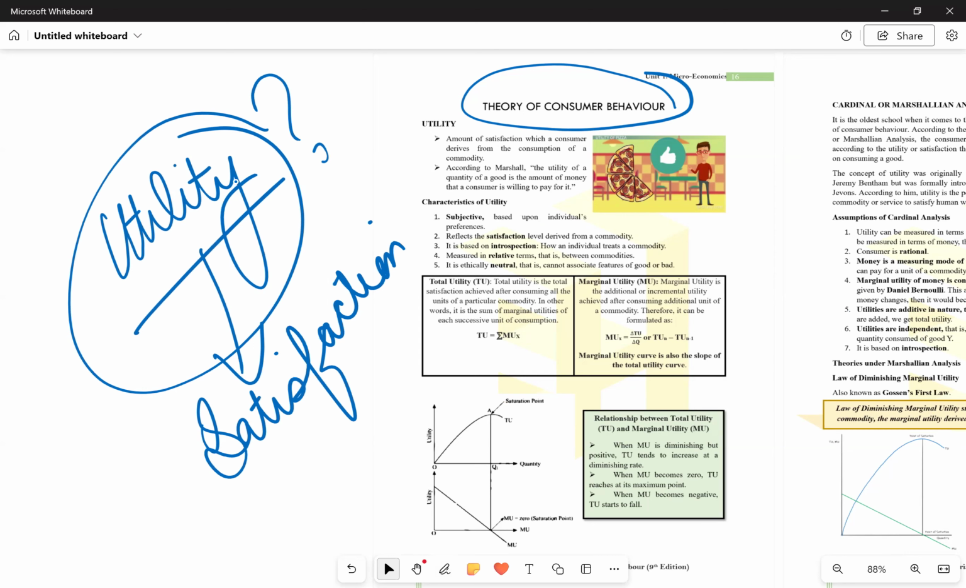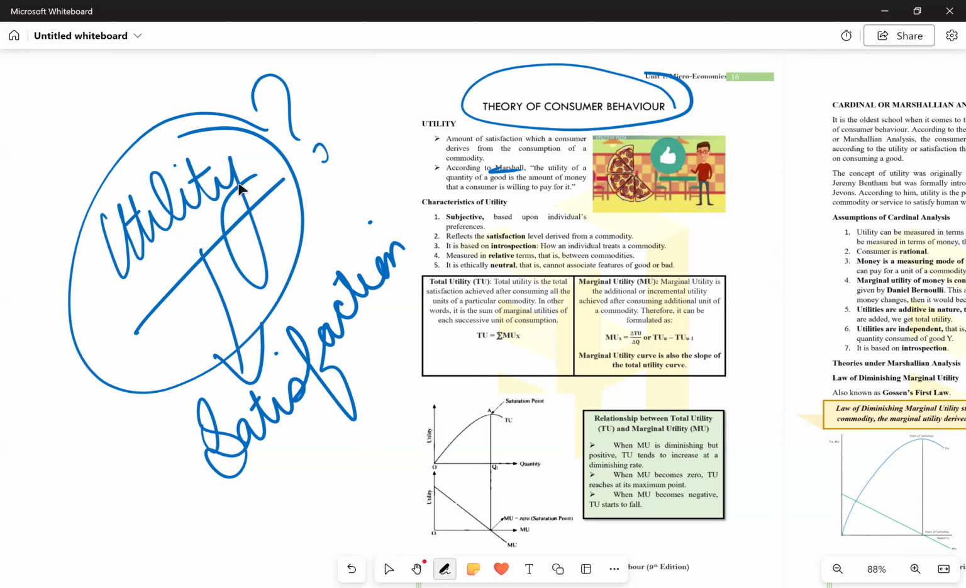And Marshall also said that utility can be determined. How can we test this objective nature of the utility? How much a person is willing to pay for a commodity determines the utility that the consumer derives. So if the consumer is willing to pay a high price for a commodity, it means that the commodity is going to give a high amount of utility to the consumer.